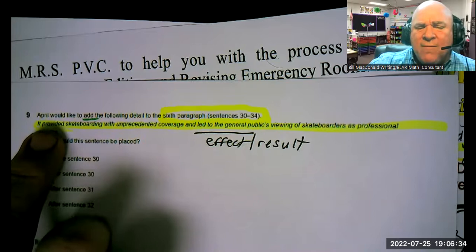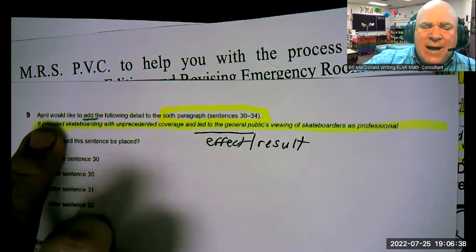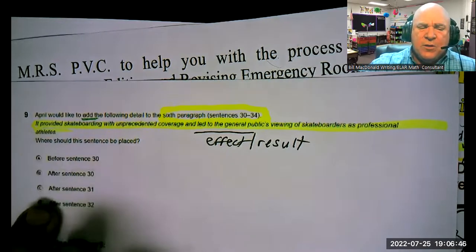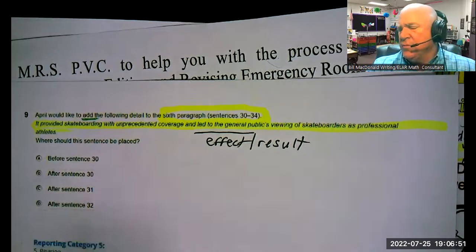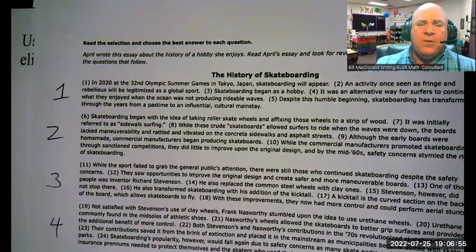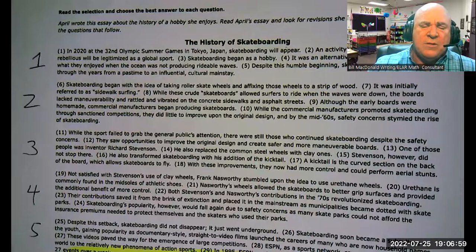How can you have an effect or result without an action or a cause or an event that takes place? The choices are after sentence 30, after sentence 31, and after sentence 32. So when you flip it over, I've gone ahead and numbered the paragraphs for you. The history of skateboarding, 1 through 6.